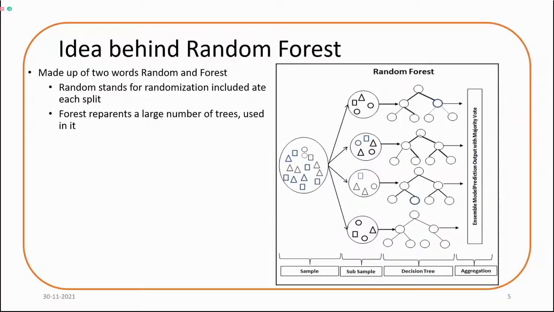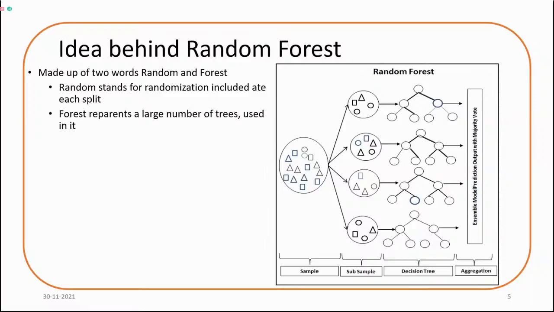Random stands for the randomization we do when we pick up the data and create a random forest. In each decision tree and each split, we choose certain rows at random, that is a sample, and we also choose certain columns. Not all variables participate in creation of a tree, but certain variables selected at random participate in creation of the tree, and that is why this is called random forest. Forest stands for a large number of trees.